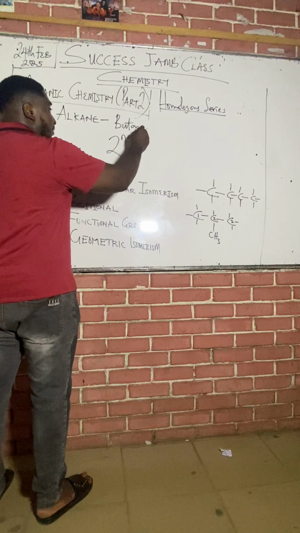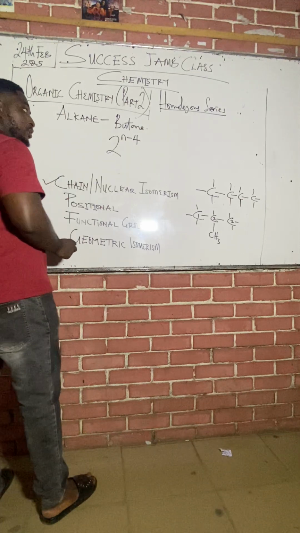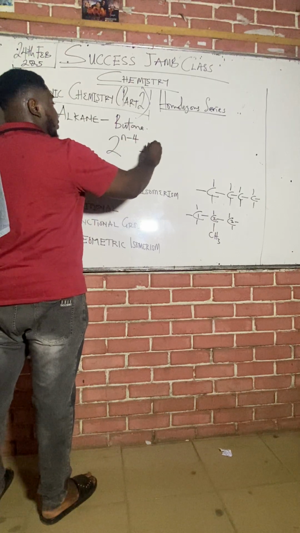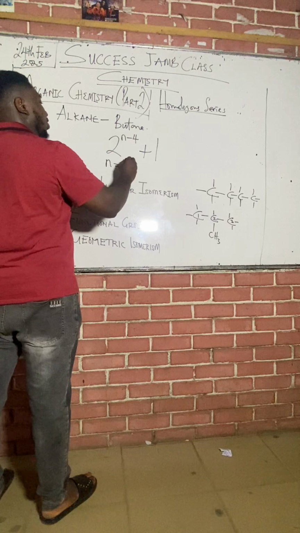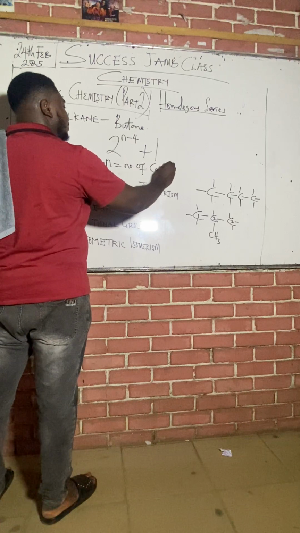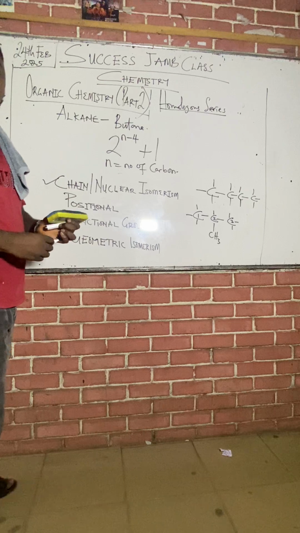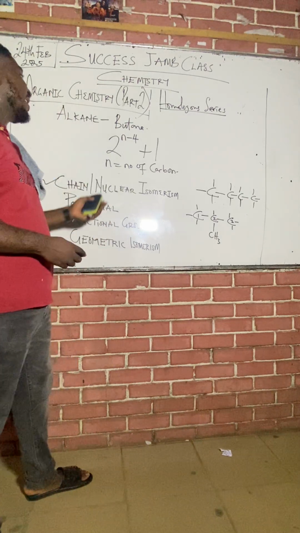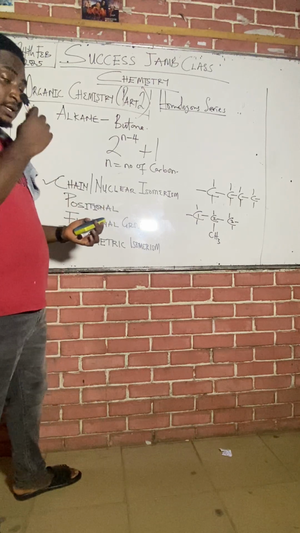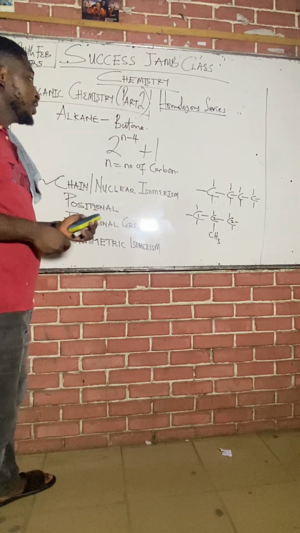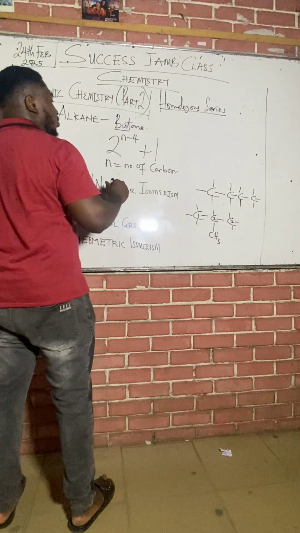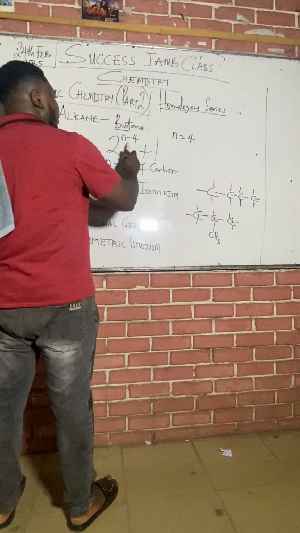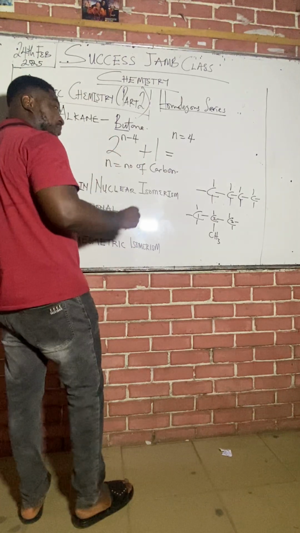The formula to determine the number of isomers an alkane member can produce is 2 raised to the power n minus 4, plus 1, where n represents the number of carbon. Butane has 4 carbons, so n is 4. Putting 4 into this formula, we can determine exactly the number of isomers butane can produce.